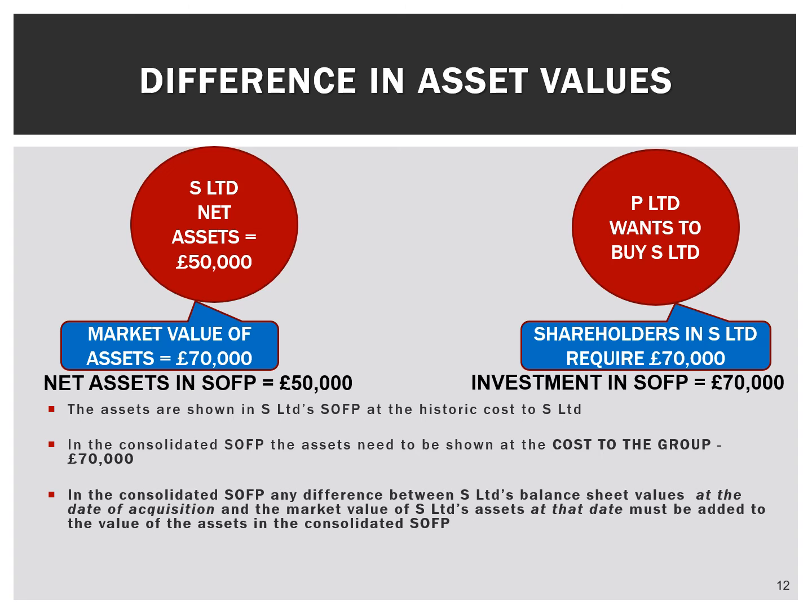And in the consolidated statement, the difference between the balance sheet value of the assets and their market value needs to be added to the asset values when we're producing the consolidation. And that's what's called a fair value adjustment. It's an adjustment so that the figure in the consolidated balance sheet represents the cost to the group of those assets, not the original cost to the subsidiary company.